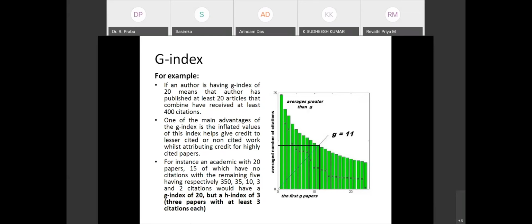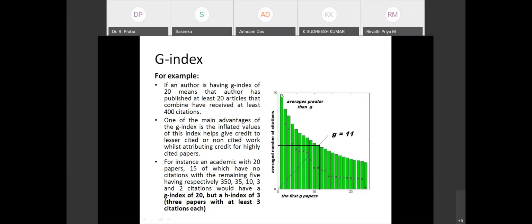So after that his G index value changes and becomes 20, but for the H index, 3 papers have at least 3 citations. In the H index, the first 15 articles have no citation, and the last 5 articles score the citations, and his H index will be only 3 then. So this is a major difference between the G index and the H index.